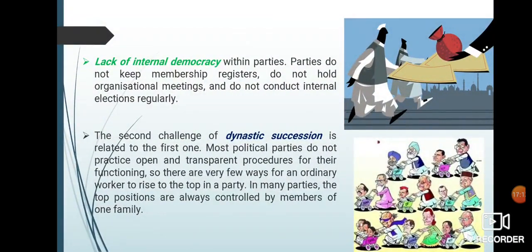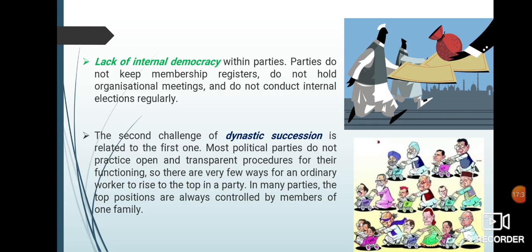Lack of internal democracy within the parties. Parties do not keep membership registers. They do not hold organizational meetings and do not conduct internal elections regularly. The second challenge is dynastic succession.